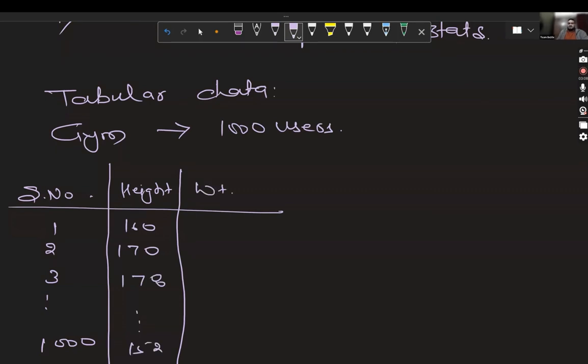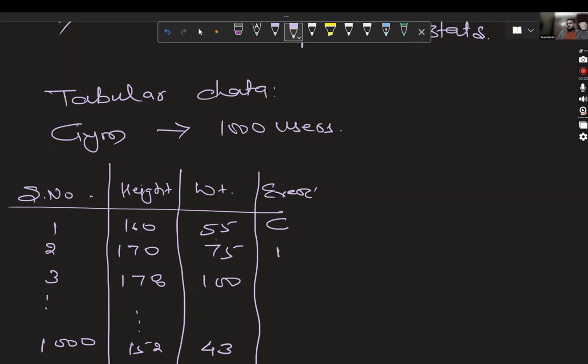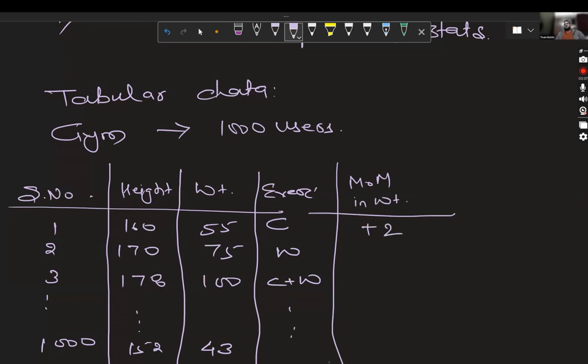Then I can have weight. Let's say I have 55 kg, 75 kg, 100 kg, 43 kg. Then exercise type. Let's say this person is just doing cardio, this person is just doing weights, this person is doing cardio plus weights, and so on. And month on month change in weight. Let's say this person gained 2 kg, this person lost 5 kg, this person lost 15 kg, this person gained 1 kg. Something like a data set.